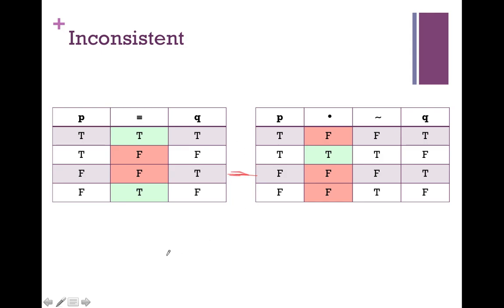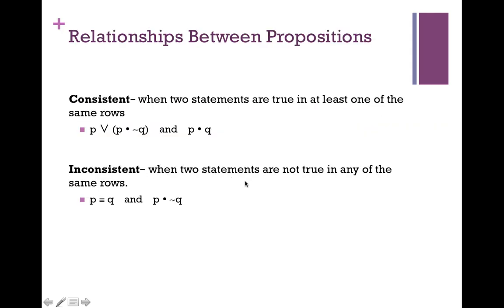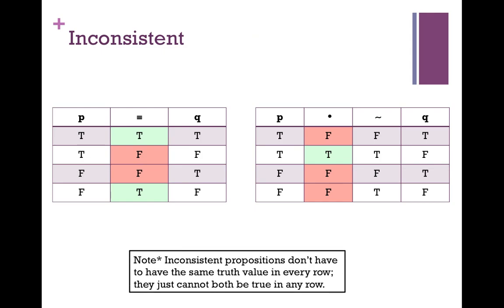But what's critical for understanding what makes these inconsistent is the fact that they are not true in any of the same rows. There's no row in which this is true and this one's true. There's not a single one. We don't care about falsity, because here's why it's so important to pay attention to the definitions. Go back a slide, if the computer will assist me. When two statements are not true in any of the same rows, notice how we're defining inconsistency: they are not true in any of the same rows.